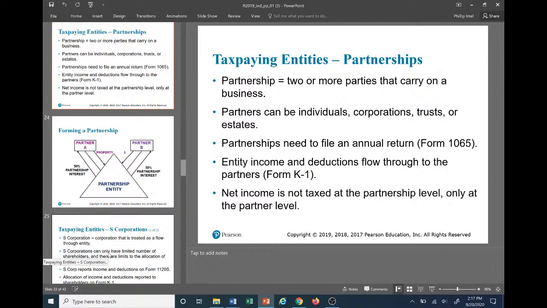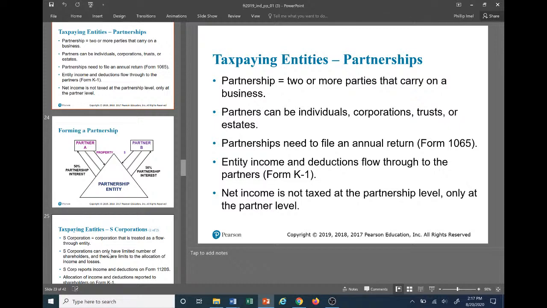Okay, let's talk a little bit about partnerships. So, what is a partnership? Once again, that's two or more parties that carry on a business. Partners can be individuals, corporations, trusts, or estates. Partnerships need to file an annual return on Form 1065. Entity income and deductions flow through to the partner's Form K-1. Net income is not taxed at the partnership level, only at the partner level.